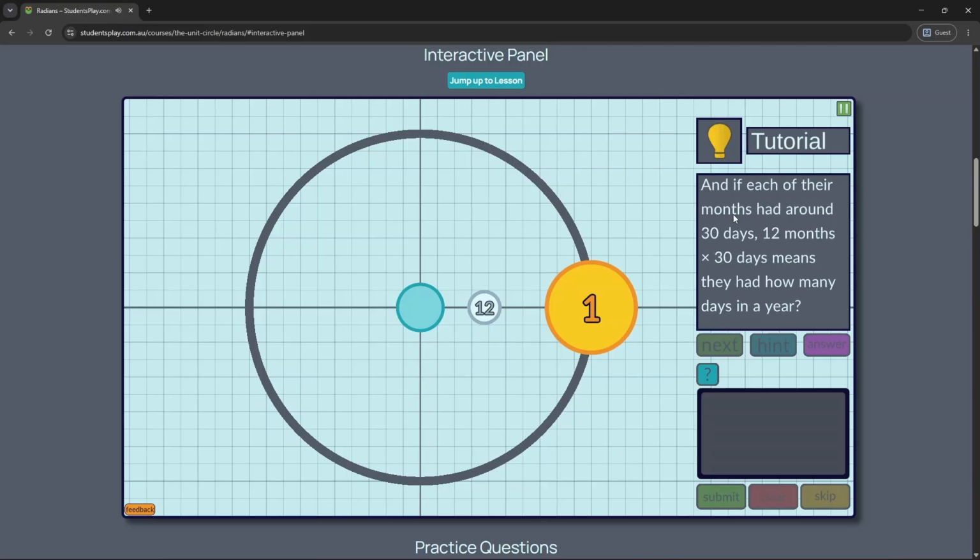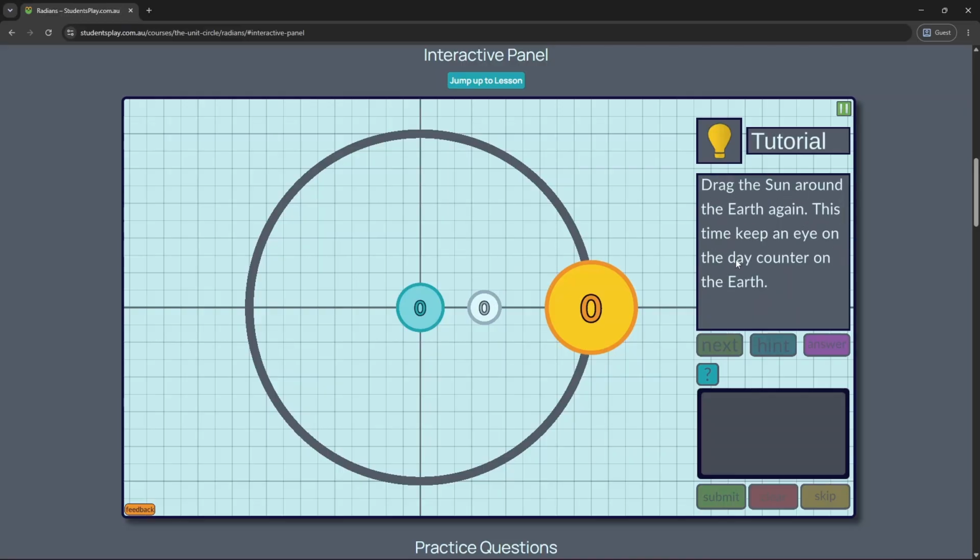And if each of their months had around 30 days, 12 months times 30 days means how many days? Means they had how many days in a year? Oh, look at the formatting stuffed up there. Anyways, okay, so 12 months, 30 days in each month. That should be 12 times 30 is 360. I know that we have 365 days in a year now, but based on their old calendar, they would have 360 days.